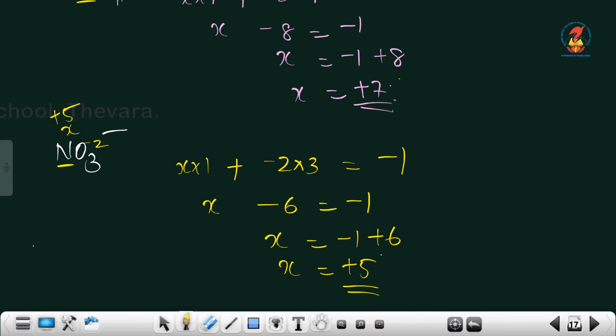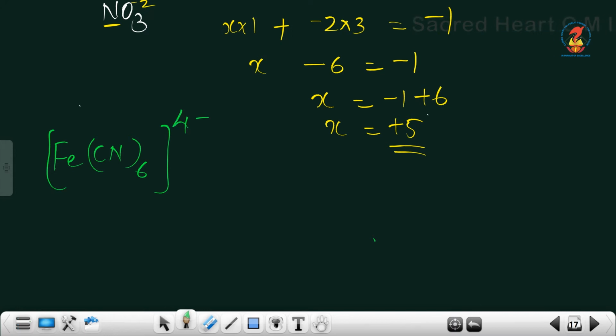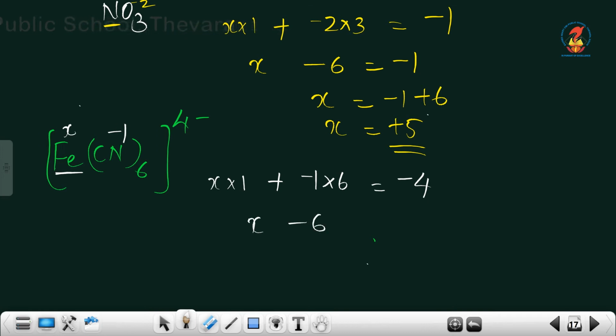So this is the way how we should find the oxidation number of each element present in the given compound. One more example, Fe(CN)6 4 minus. So here the underlined element is iron, let it be X. Cyanide ion we know it is minus 1, the sum should be equal to minus 4. So we can write it as X into 1 plus minus 1 into 6 equal to minus 4. So X minus 6 equal to minus 4. So X equal to minus 4 plus 6, that is equal to plus 2. So the oxidation state of iron in this complex is plus 2.